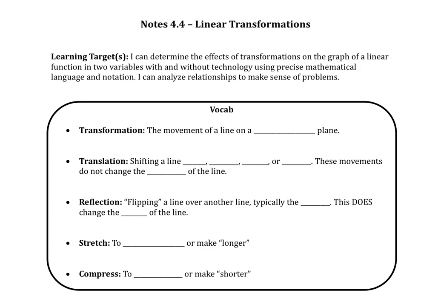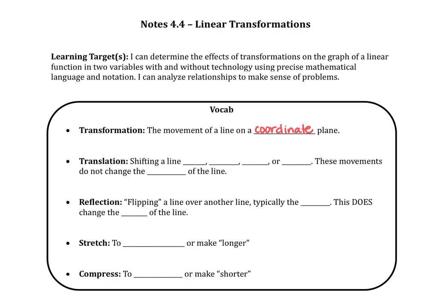Today we're going to be talking about 4.4 linear transformations, and we're going to start first with our vocab. A transformation is just the movement of a line or shape on a coordinate plane. And for this lesson, we are going to be focusing strictly on lines, but when you talked about transformations in middle school, you actually saw all sorts of shapes.